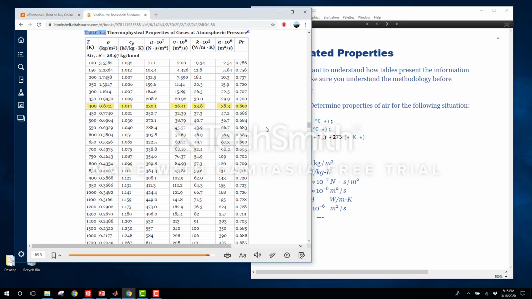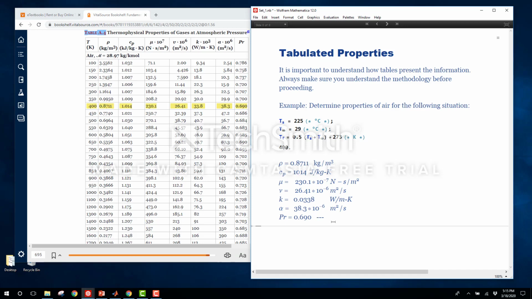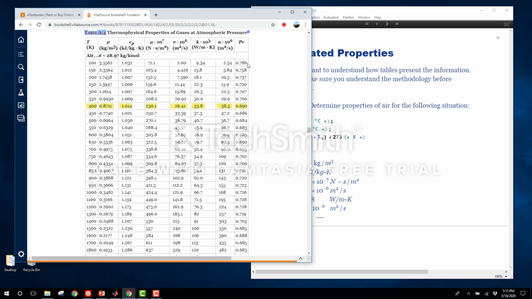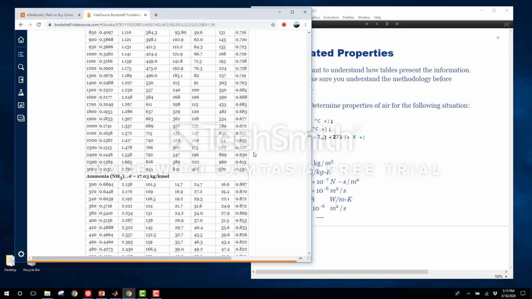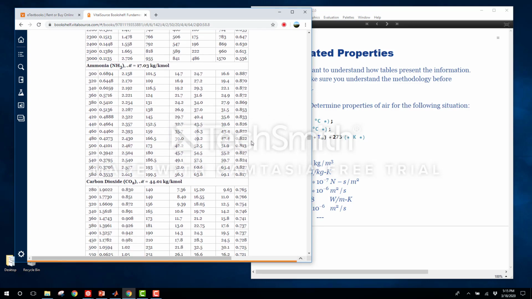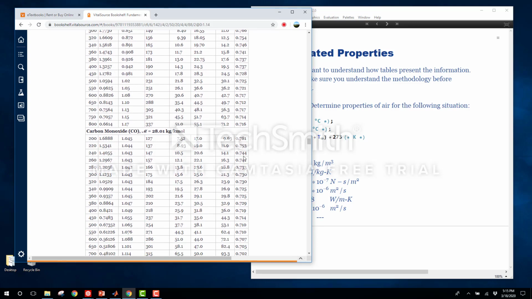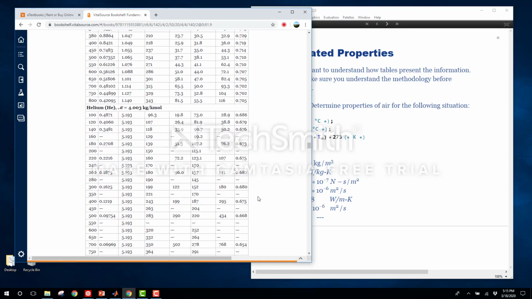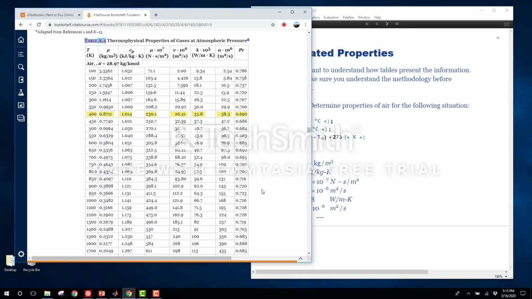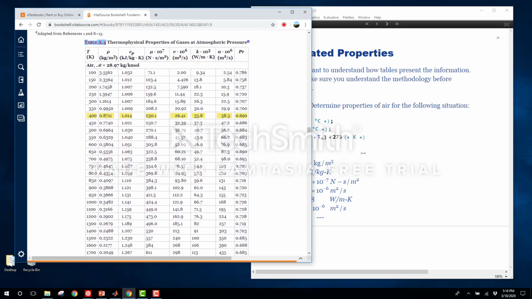Just to quickly look at, most of our correlations are going to require a Prandtl number of at least 0.6. So if we look at air, we see that the value for the Prandtl number for air goes from 0.78 and essentially goes down to 0.53. So it's only at 3,000 Kelvin that we would have to be careful about using our correlations. Same thing for ammonia, carbon dioxide, carbon monoxide, and the rest of our values. So we're pretty good at utilizing the correlations that we'll be developing.